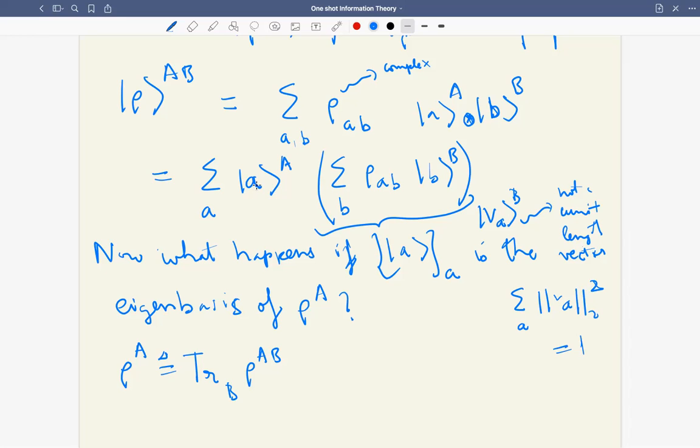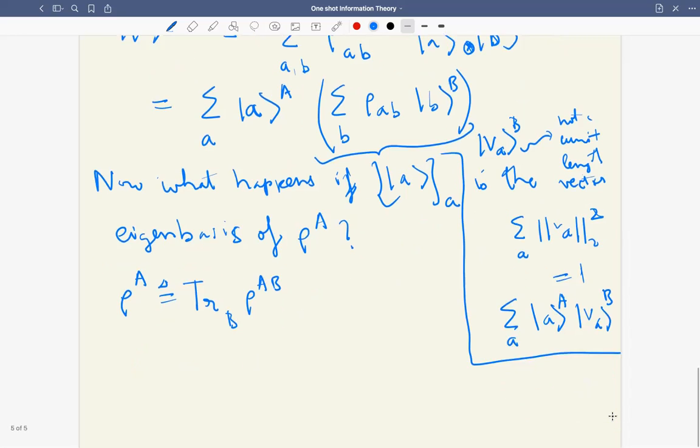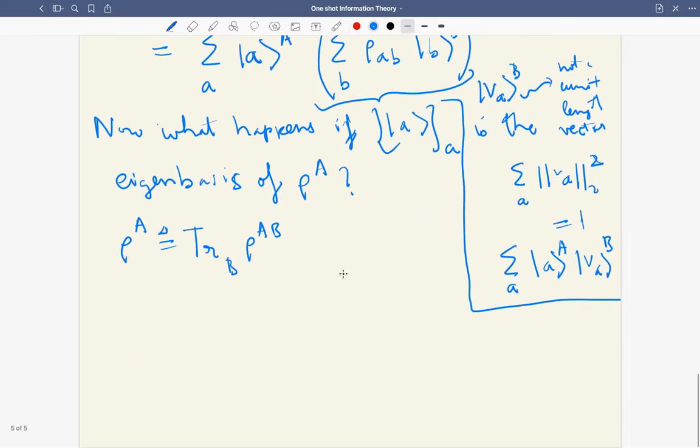That is just because there is this orthonormal ket A sticking out here. So this is basically looking like ket A on the system A, and this is ket V A on the system B. And now if I look at the L2 length of this vector, the length square will just turn out to be this. So far so good. So let's do this calculation.